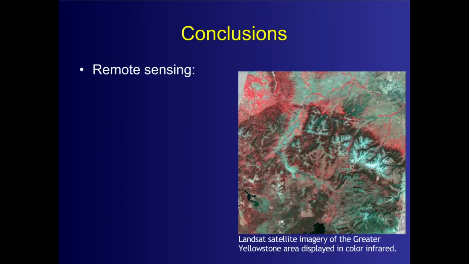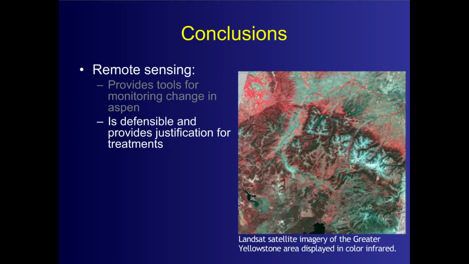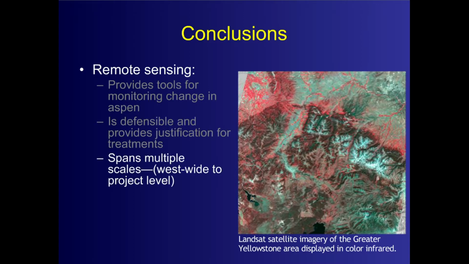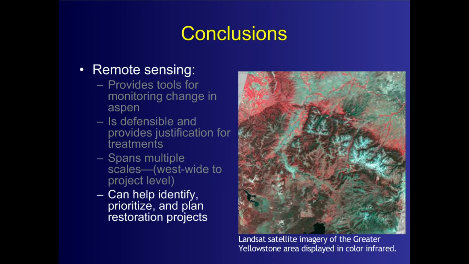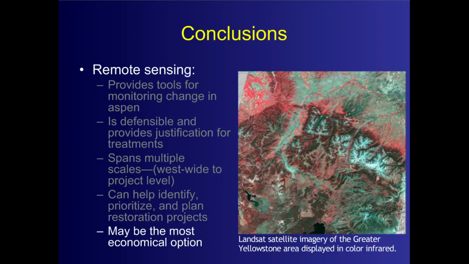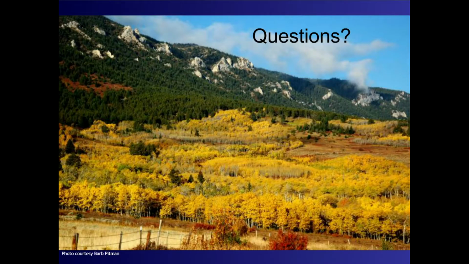So in conclusion, remote sensing provides tools for monitoring change in aspen. It's defensible, spans multiple scales, and you can use it to help identify and plan aspen restoration projects. And in many cases, it may be the most economical option to obtain information across very large areas. So with that, if I have time, I'll take any questions.